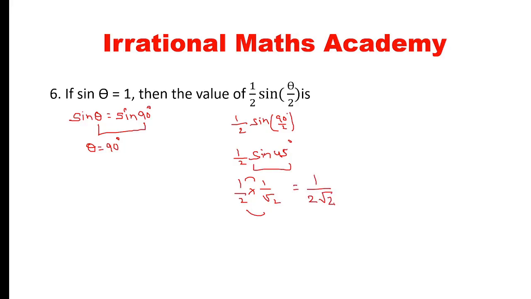Okay. If this is there in the options, it is okay. If it is not there in the options, then you need to rationalize it. That will also be explained better now. So how to rationalize here? Root 2 is there, right? Rationalizing means removing the root from the denominator part.